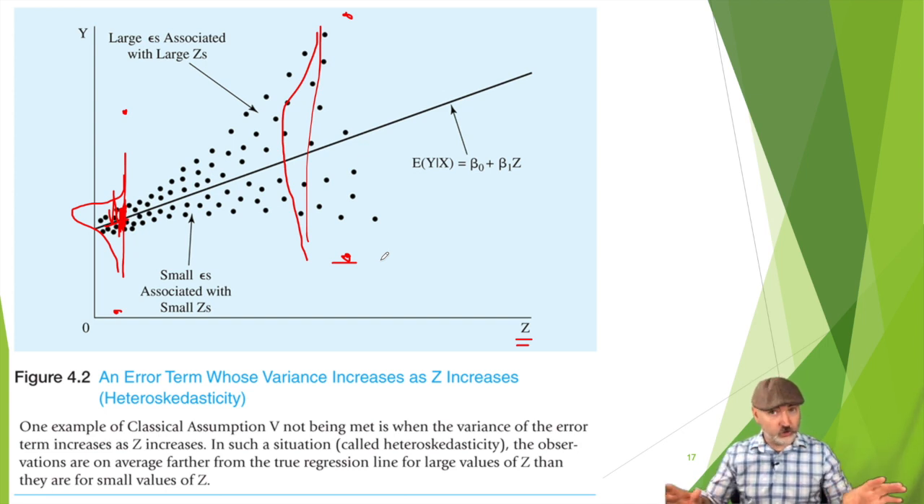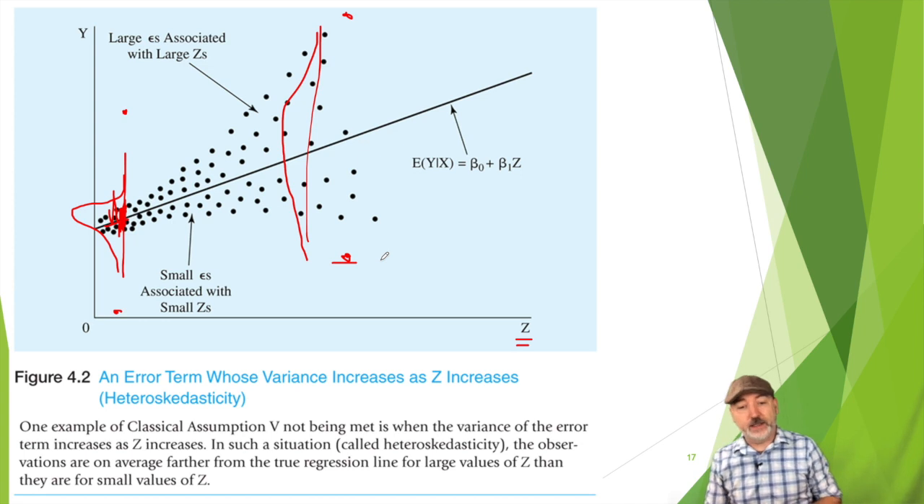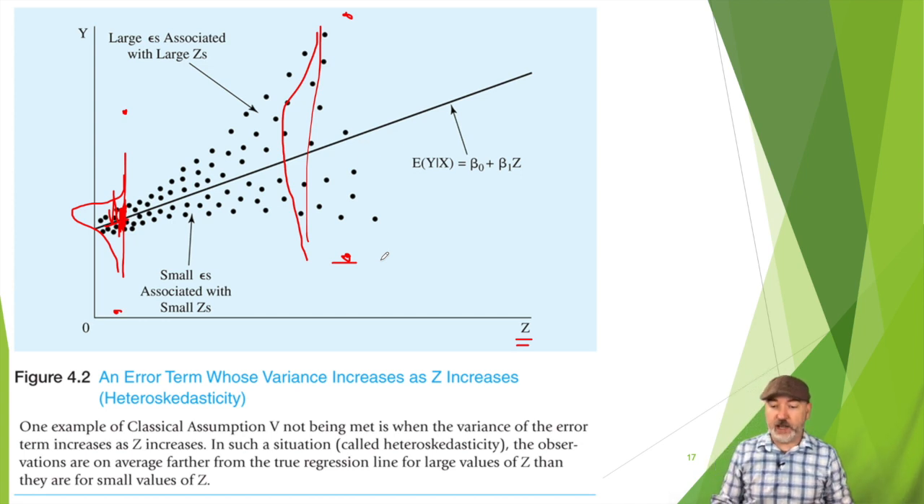Again, a whole chapter on this coming up later on. For now, we just assume this is not happening, that variability is constant as we move up and down that prediction line, up and down the sample.